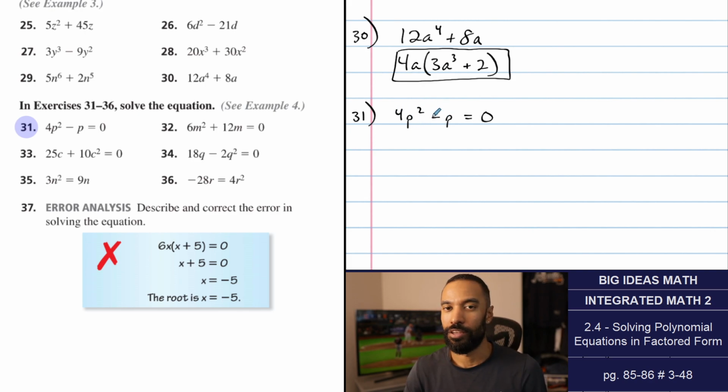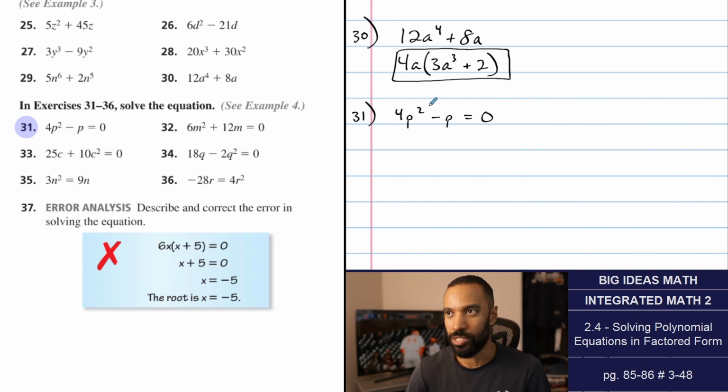So, step 1, set equal to 0. It is. Step 2, factor. Create a product out of this thing with the greatest common factor, especially with the variables, more so than anything else. You can deal with numbers not being factored out and still solve. Step 3, solve using the zero product property.